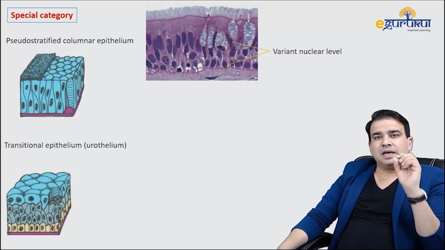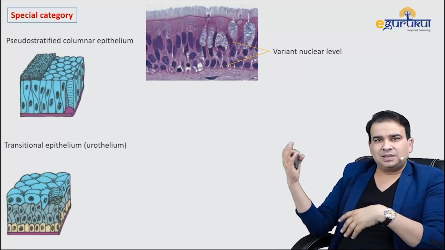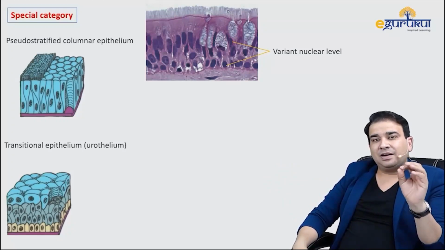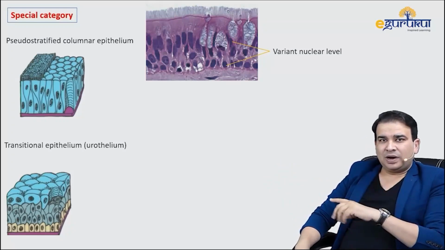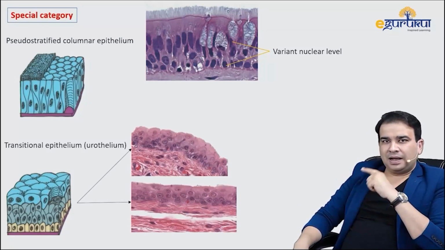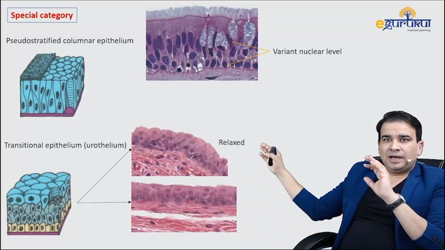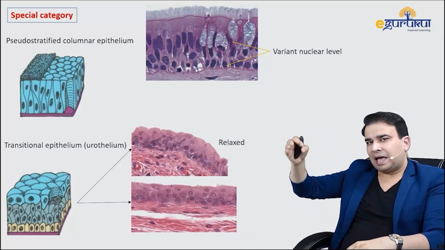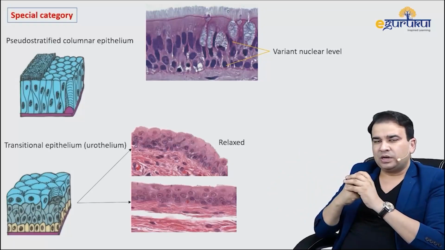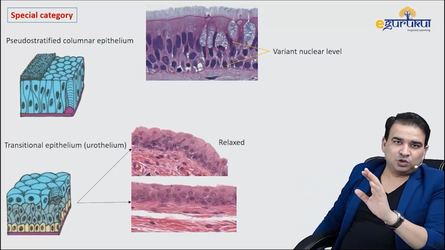The problem here is, it is not difficult to differentiate the urothelium from other stratified squamous epithelium when it is in the relaxed state. Now let's look at these two examples. You're looking at the urothelium only, but in the picture above, you're looking at the relaxed urothelium. The top layer is dome shaped, with caps formed over the cells. They will help you identify it is a urothelium.